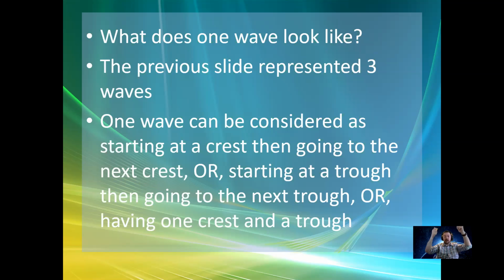Or if you're not a top person, let's go to the bottom, to the trough. Start from one trough, trace your way up, then back down to the next corresponding trough. That would be considered one wave. So if you do it that way, it's pretty easy to see.